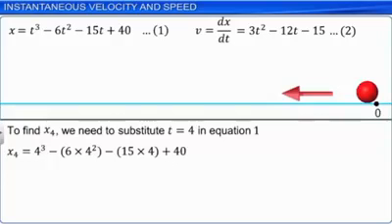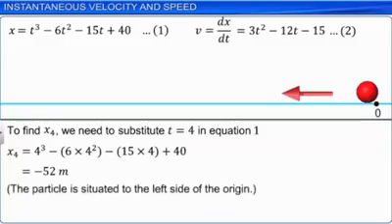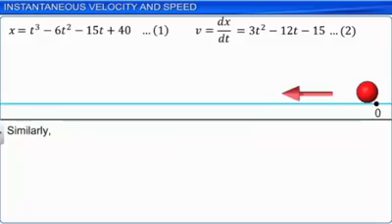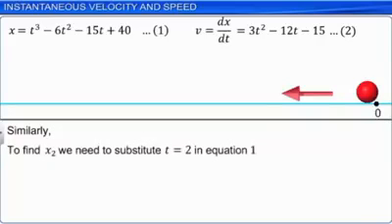Similarly, to find x2, we need to substitute t = 2 in equation 1. x2 = 2^3 - 6 multiplied by 2^2 - 15 multiplied by 2 + 40, which is equal to -6 meters. The particle is situated to the left side of the origin.